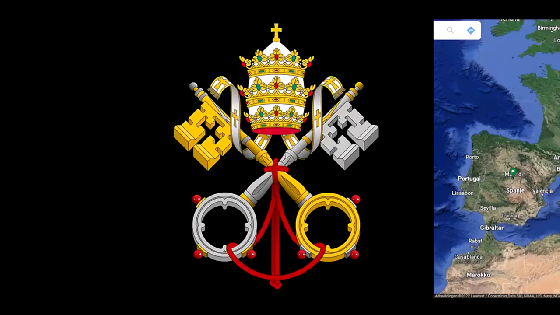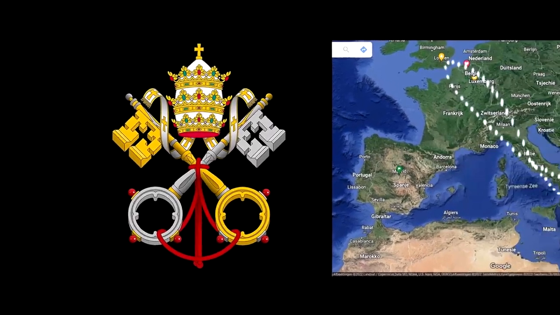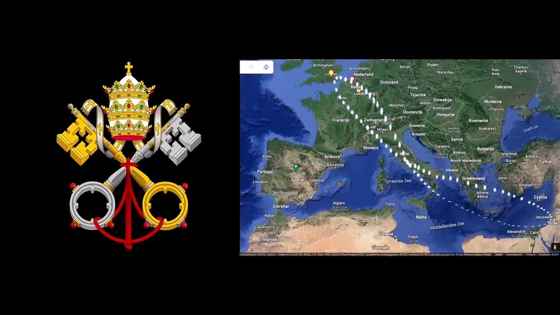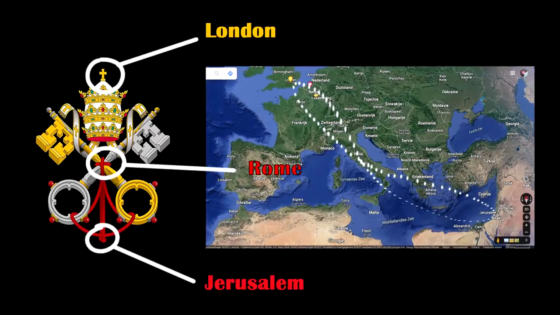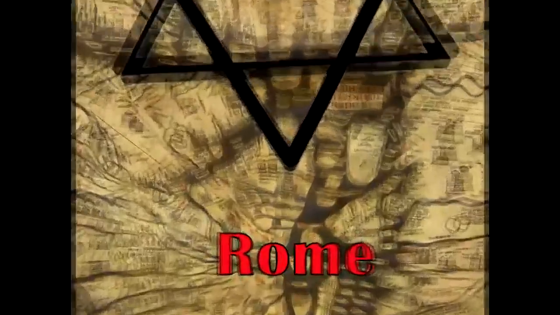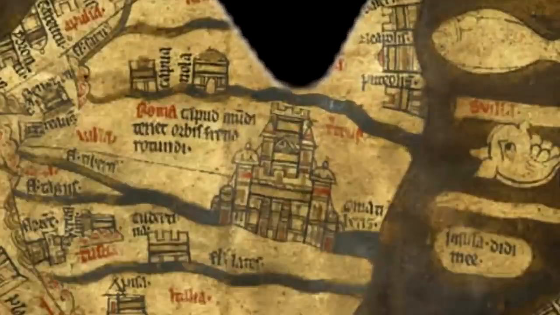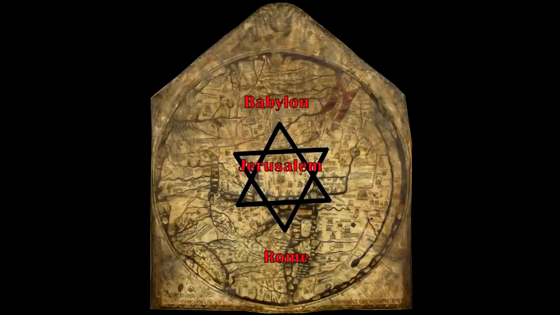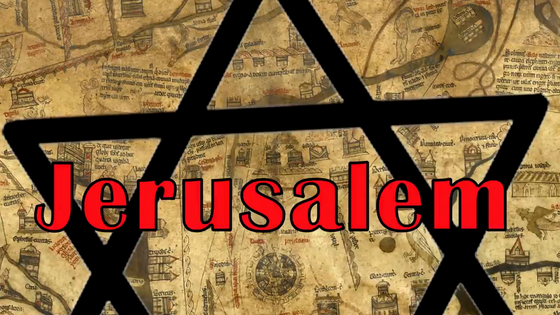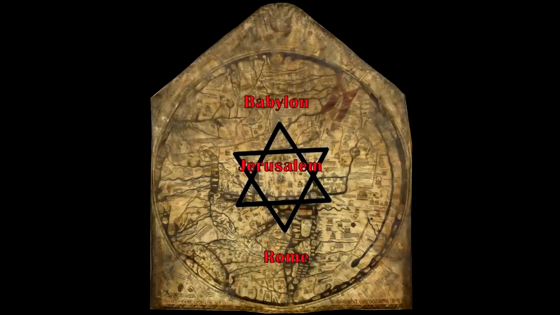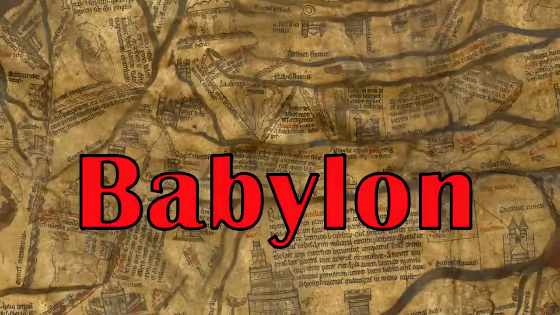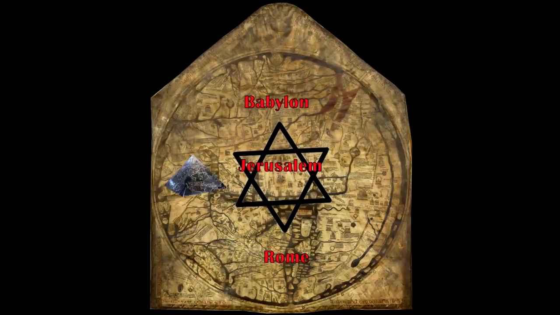Take a look at the Vatican keys. 3 major points of this movement is London, Rome and Jerusalem. Well, this reminds me of an older video about terraforming our crater. You had 3 cities, Rome, Jerusalem and Babylon, with in the center the Benben stone.